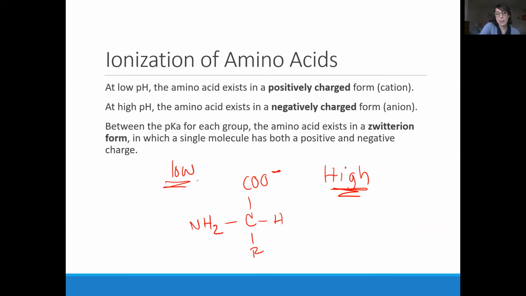Between these two extremes, we are going to have this form with the negative and the positive charge on it. This is a neutral molecule that has two charges on it, which we call a Zwitter ion. So again, it's an ion that has a positive and a negative charge on it, but overall is neutral, right? Those charges cancel each other. So amino acids tend to exist in this Zwitter ion form.